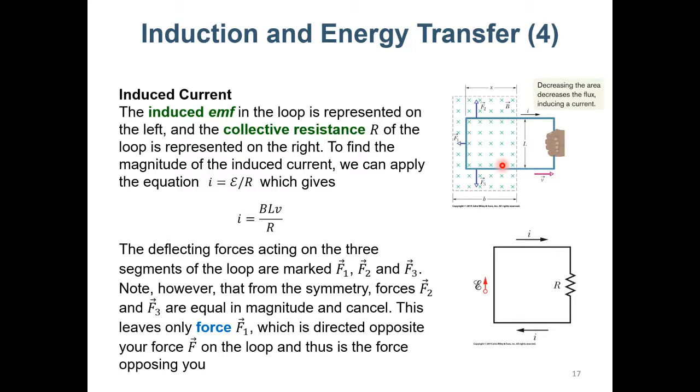And similarly, if the current is clockwise, the direction of this line is to the left, and the magnetic field is into the page. So we use the right hand rule. So the force is pointing downward. So these two forces cancel each other. And the remaining force is this one, the F1.